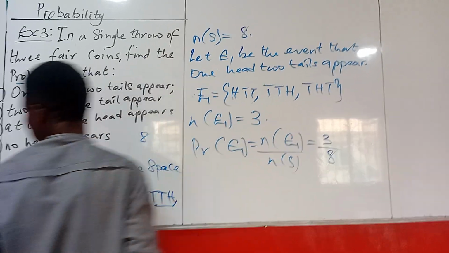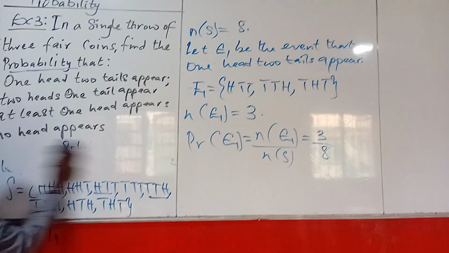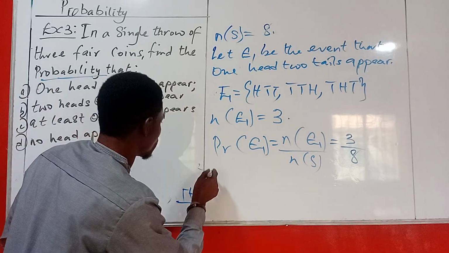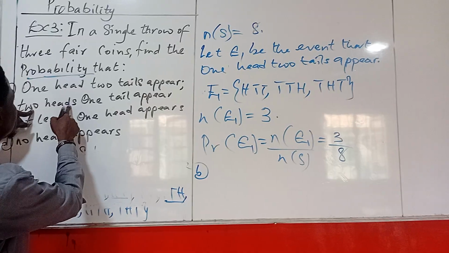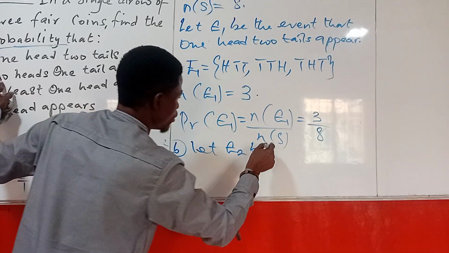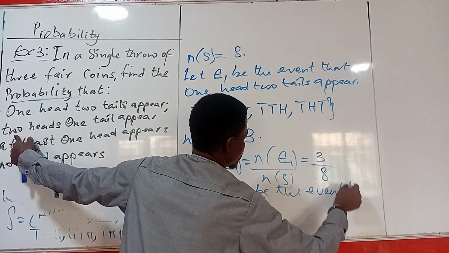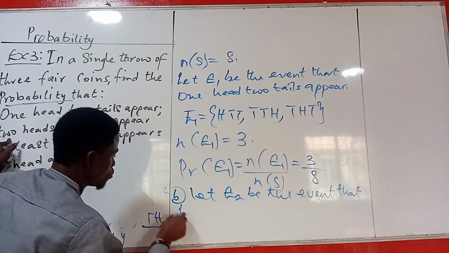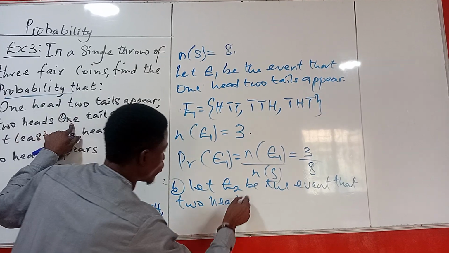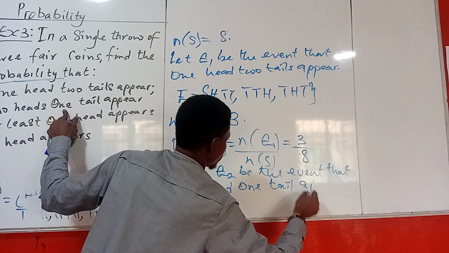Now let's go to question 2. We have 2 heads, 1 tail. So let E2 be the event that 2 heads, 1 tail appear.